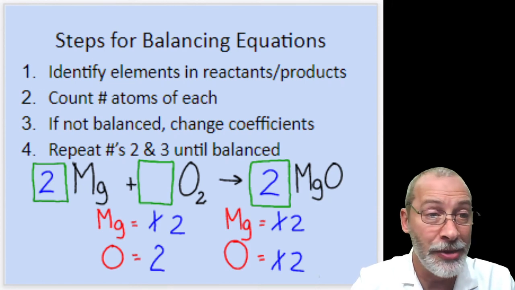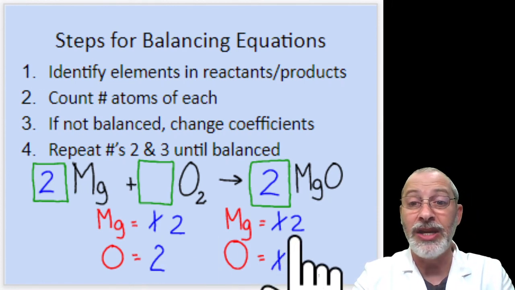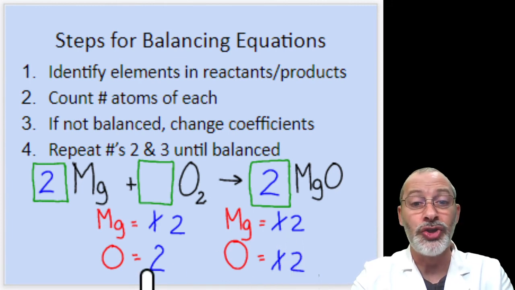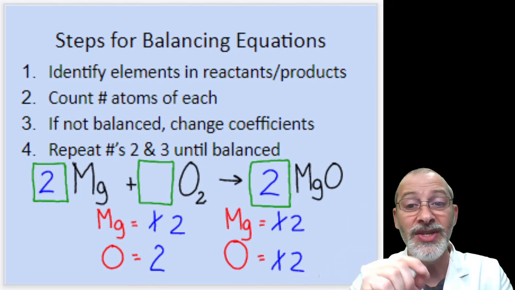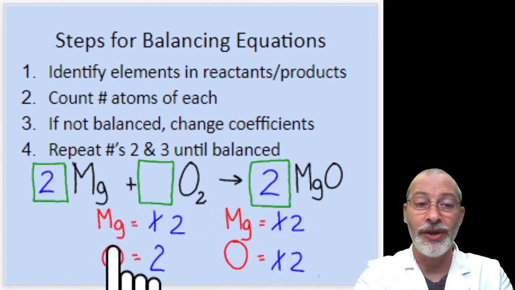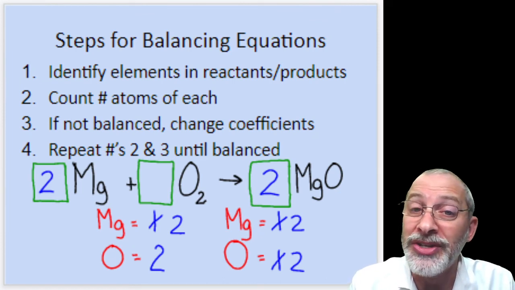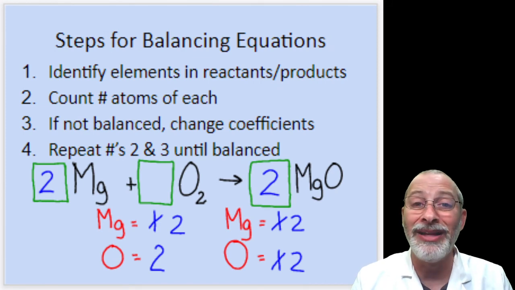So, the $1,000,000 question here is, does 2 magnesiums equal 2 magnesiums? Yes. Does 2 oxygens equal 2 oxygens? The answer is yes. Does this equation, the way it's written with the coefficients here, break the law? The answer is no. So we now have a balanced equation.